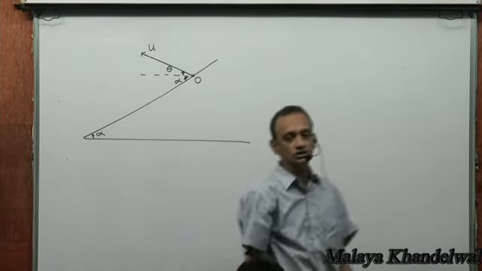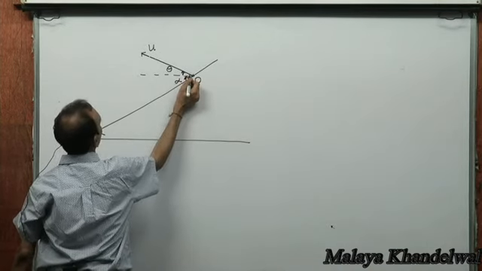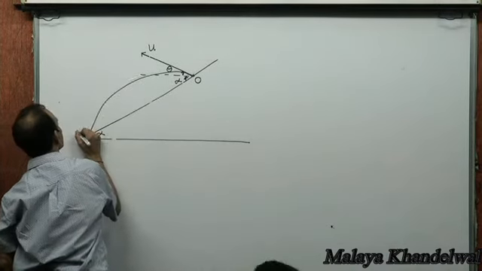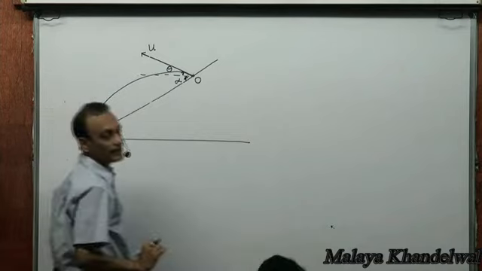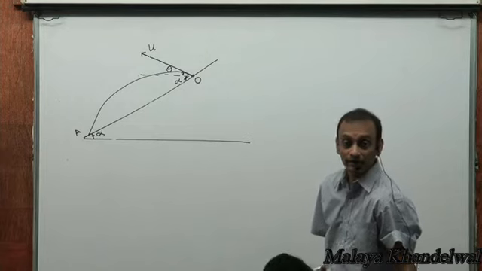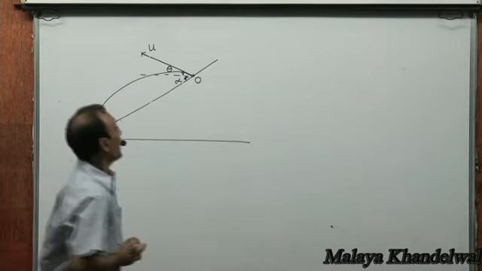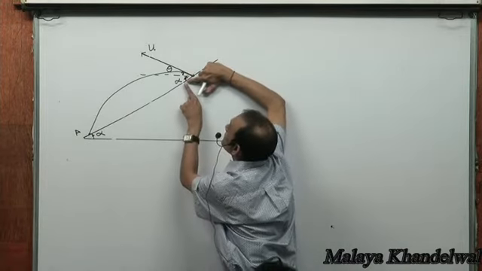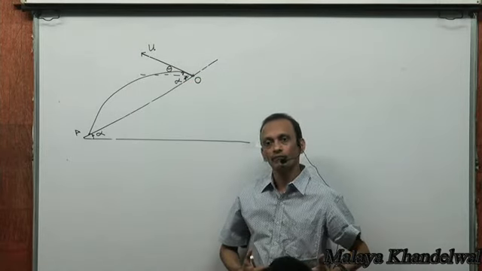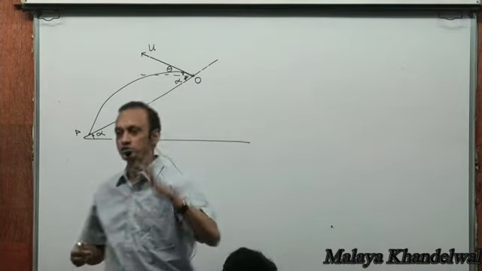Now this is my new launch, and I want to find the time the particle takes to reach A, that is, hit the plane again, and I want to find the new range down the plane. O is my range down the plane, right? U is the velocity with which I have launched the particle, and it makes an angle theta with the horizontal, but makes an angle theta plus alpha with the plane. Yes or no?